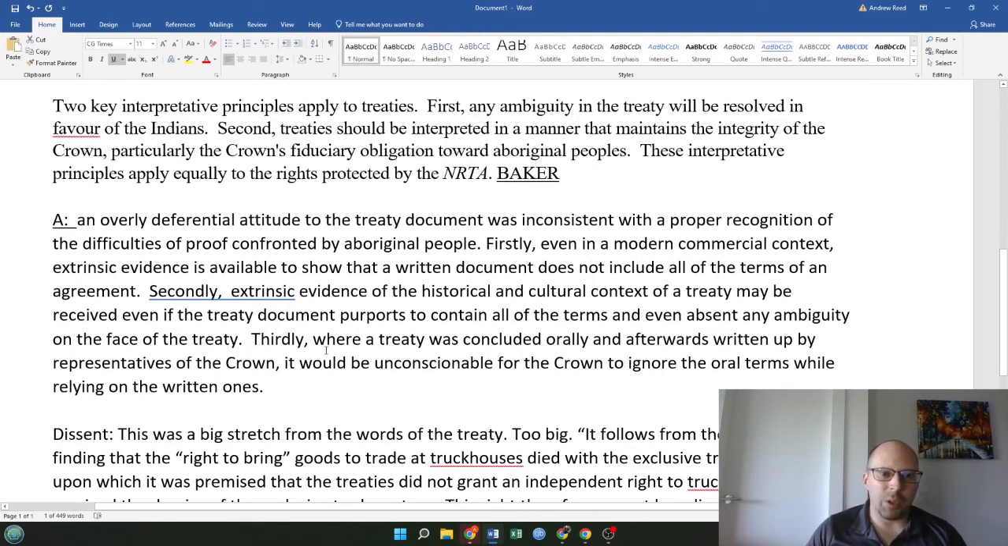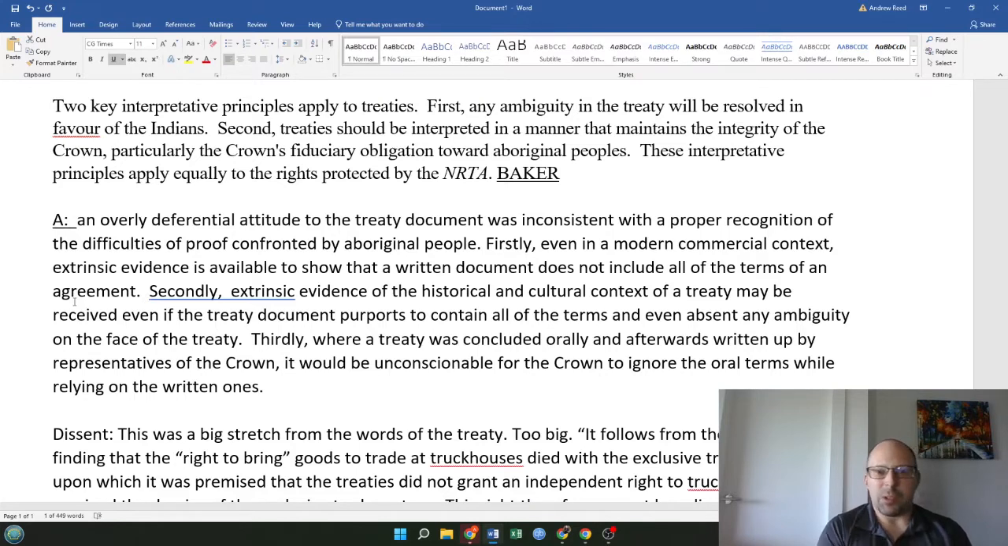So what this court here said, the majority of the court anyways, said that reading the treaty document as it was and giving deference to that was inconsistent with proper recognition of what the Aboriginal people had gone through, and that looking at this like a contract, that extrinsic evidence would be allowed to fill in ambiguous gaps in a contract.